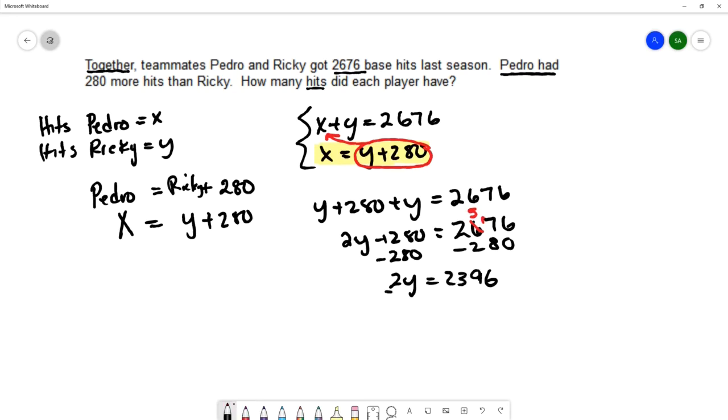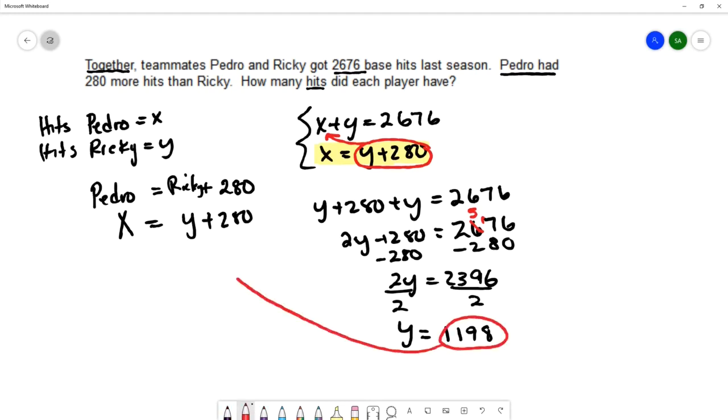And I'll divide both sides by 2 to get Y equals 1,198. So I have that Ricky has 1,198 hits, and I will substitute that into this equation over here to find out how many hits Pedro has.